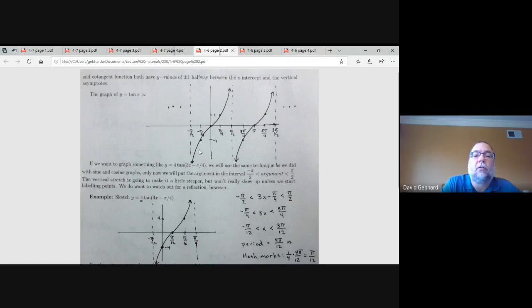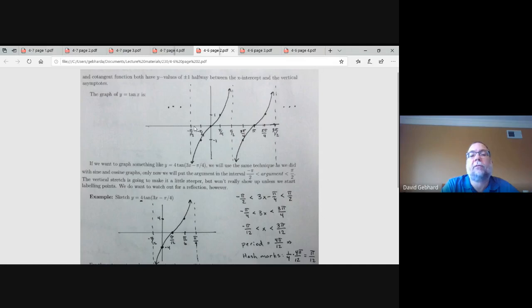So if we look at the graph for the full picture, we start with a vertical asymptote at minus pi over 2. By the time we hit minus pi over 4, we were up to minus 1. When we hit x equals 0, the y value is 0. At x equals pi over 4, we're back to the tangent function giving us 1. And as we head towards pi over 2, we get another vertical asymptote.